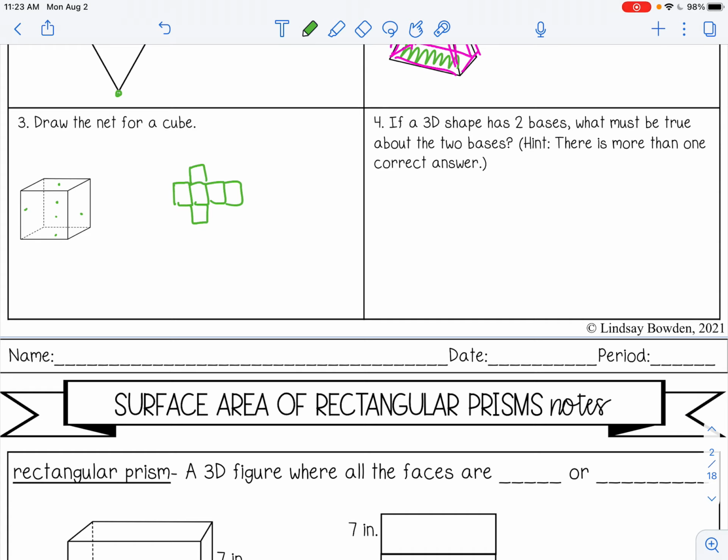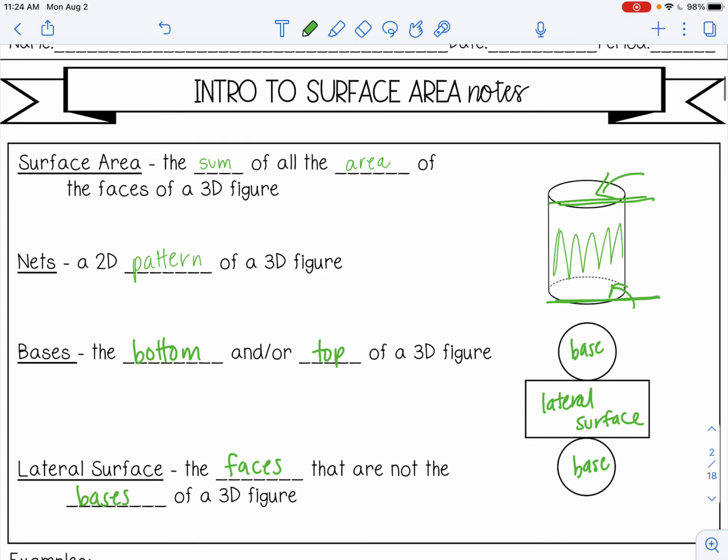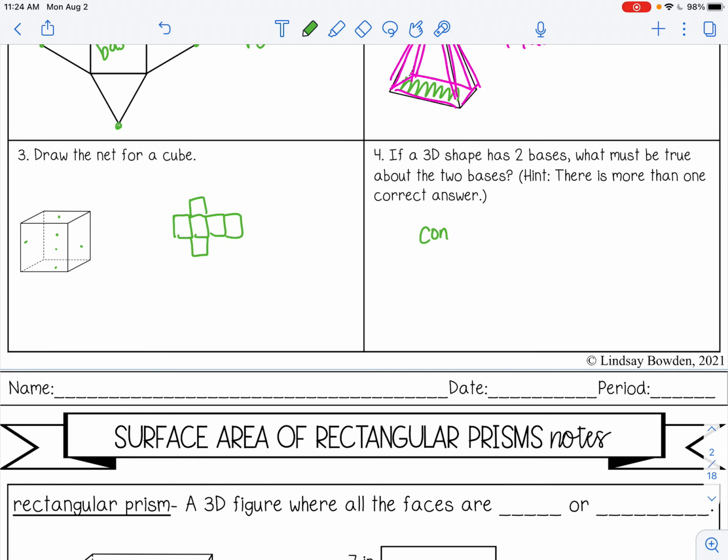Number 4, if a 3D shape has 2 bases, what must be true about the 2 bases? So let's go back to a 3D shape that we know has 2 bases. That would be the cylinder here. Think about what you know about those 2 circular bases. First of all, they're the same size and shape, so they are congruent. But if you look at the 3D shape, they're also going to be parallel. So if you have 2 bases, they're going to be congruent and parallel. Same thing with this cube here. It has this base and this base. Those squares are congruent and they are parallel.